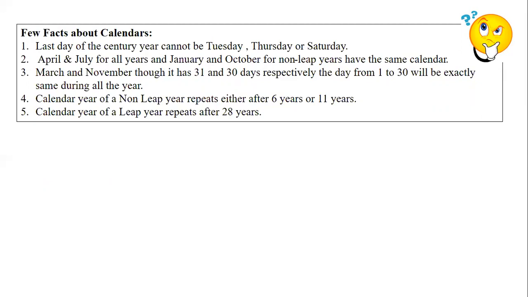So same way January and October will follow. That is for only non-leap years. If Jan 1 is Monday, October 1 will also be Monday for all the non-leap years. Same way the same concept will work for March and November. So March 1 is Friday means November 1 will also be Friday, for all the years.